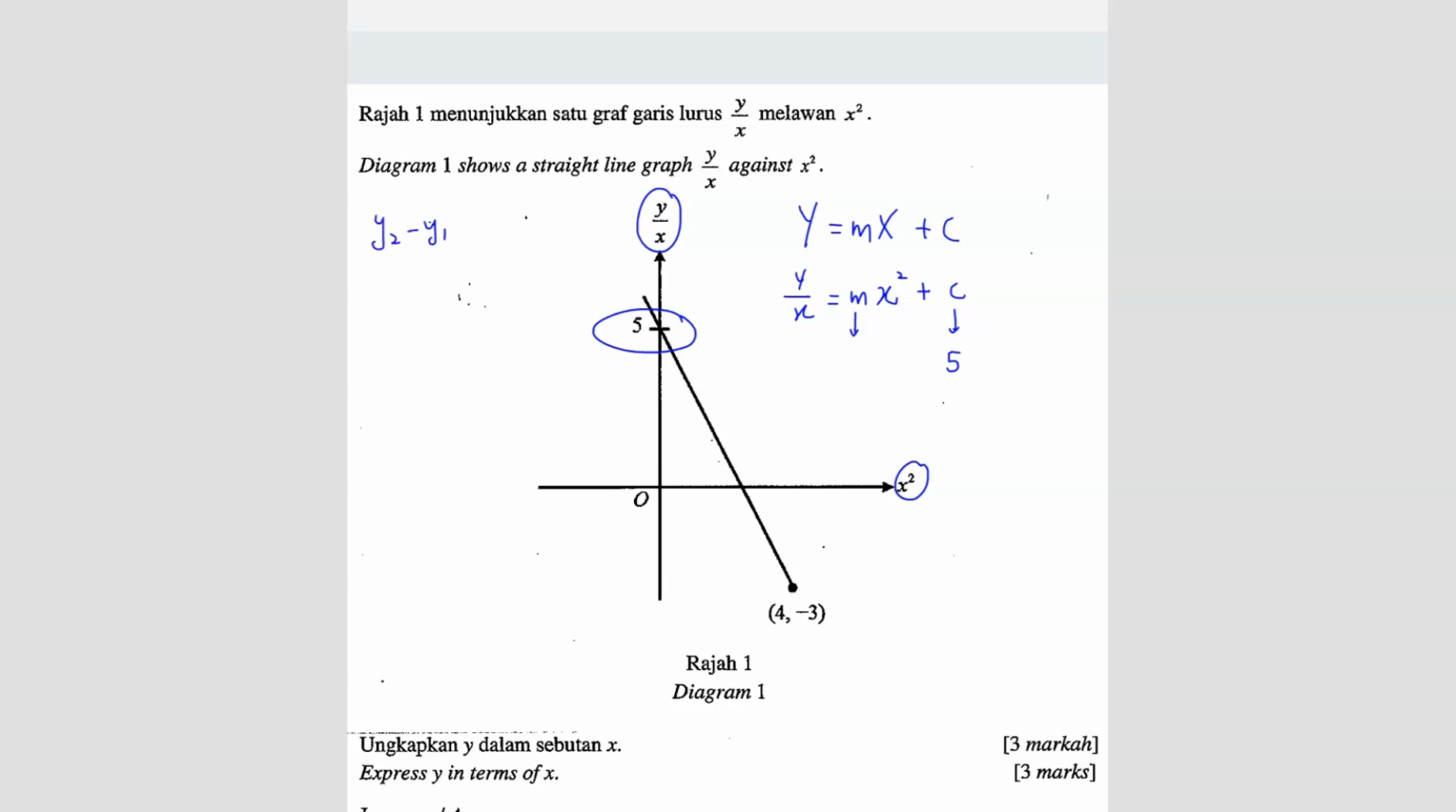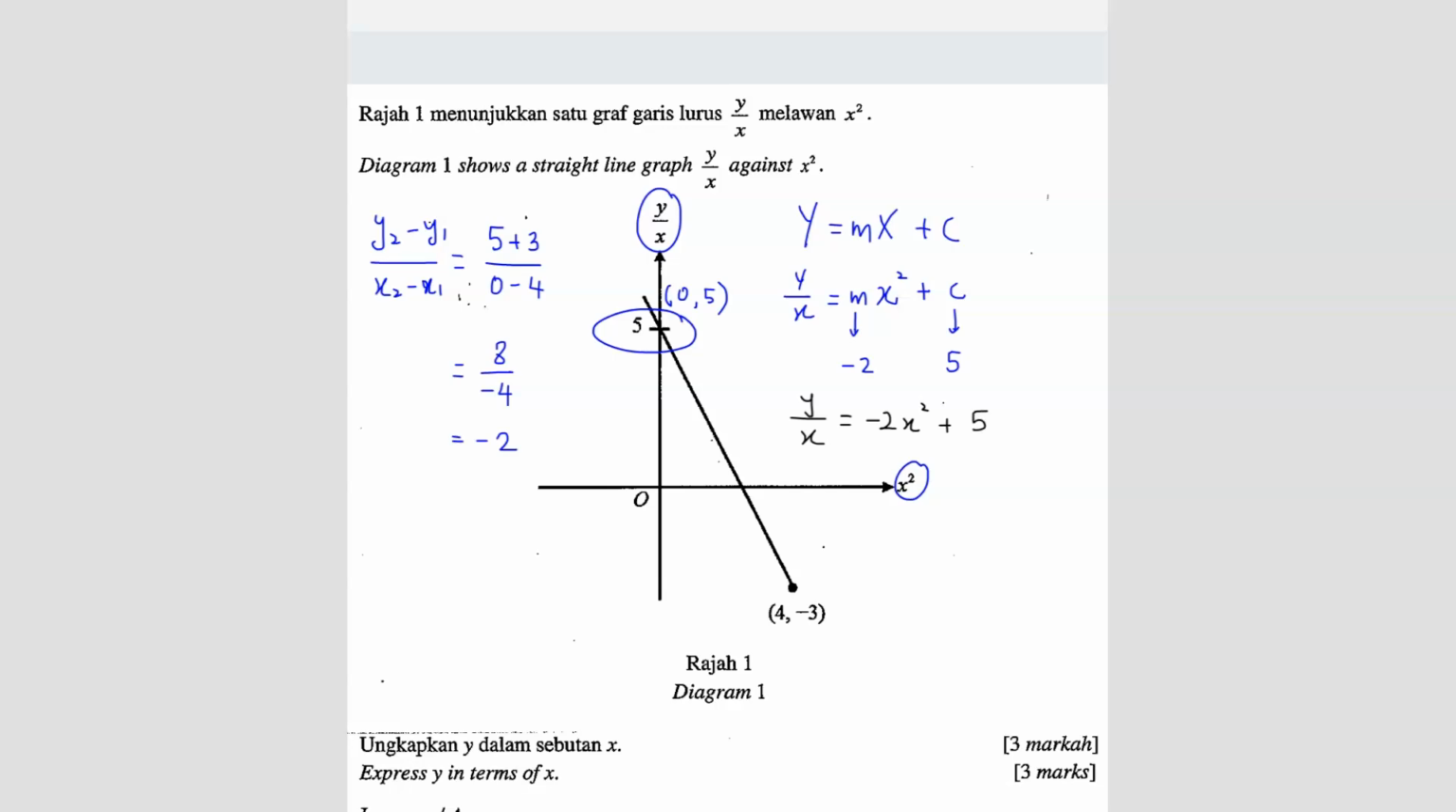y2 minus y1 over x2 minus x1. Okay, so this coordinate here is 0 and 5. So we're going to take, let's say I take 5 minus negative 3, so plus 3, and then 0 minus 4. So you get 8 over negative 4. Answer is negative 2. So your gradient here is negative 2. Okay, so now your equation becomes what? Your equation becomes y over x equals to negative 2x square plus 5.